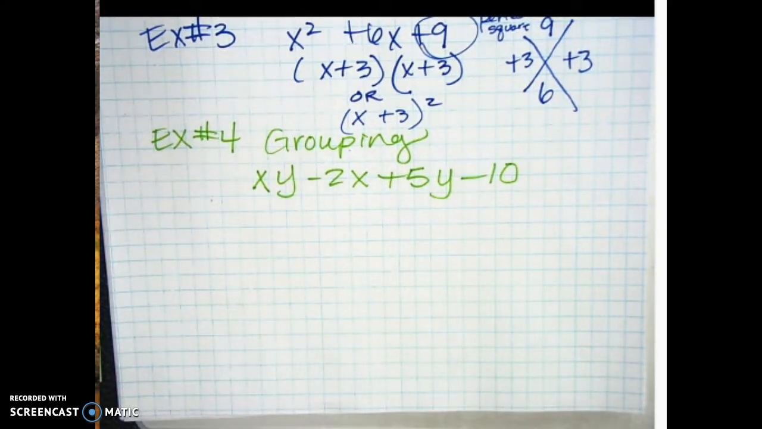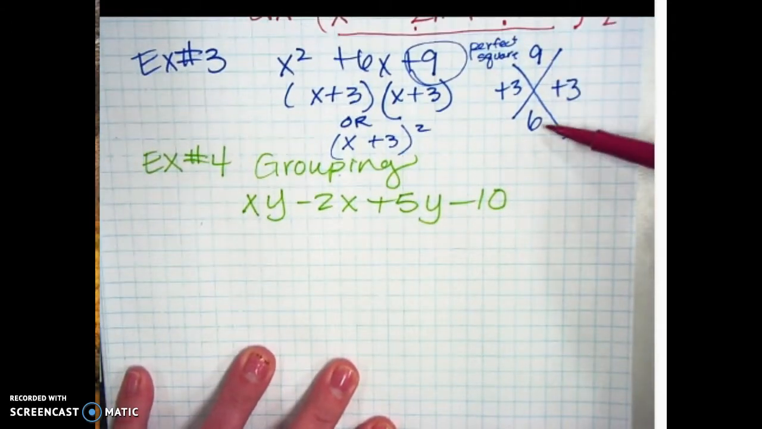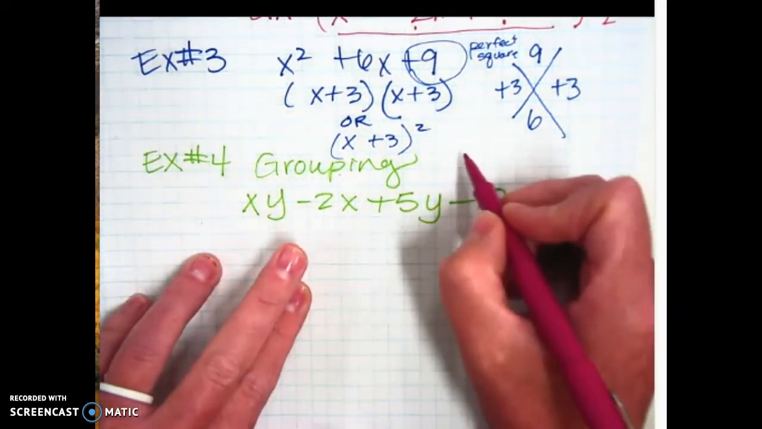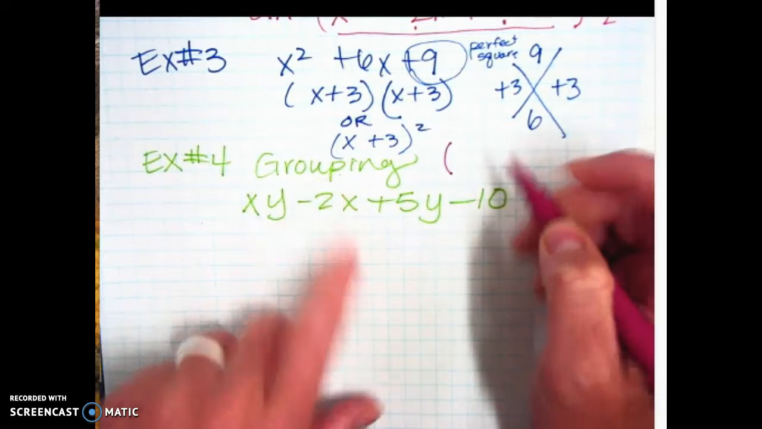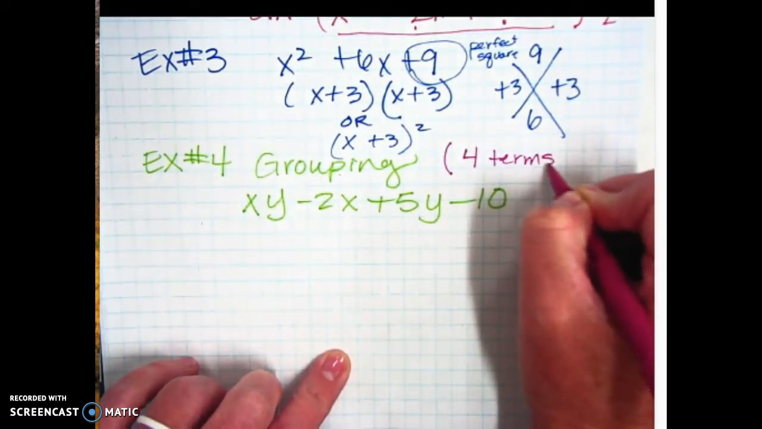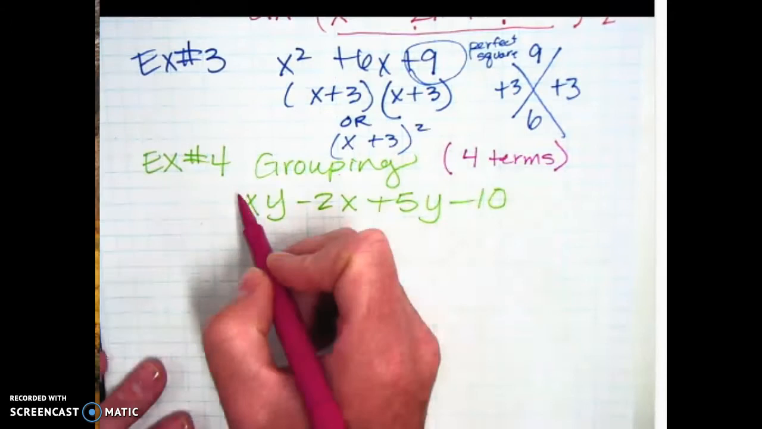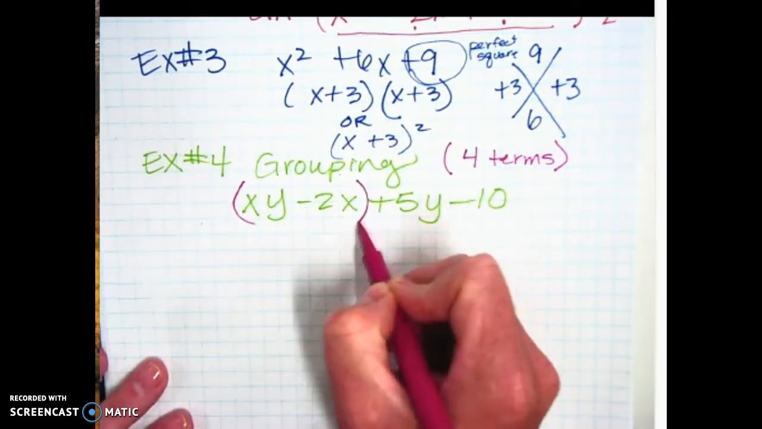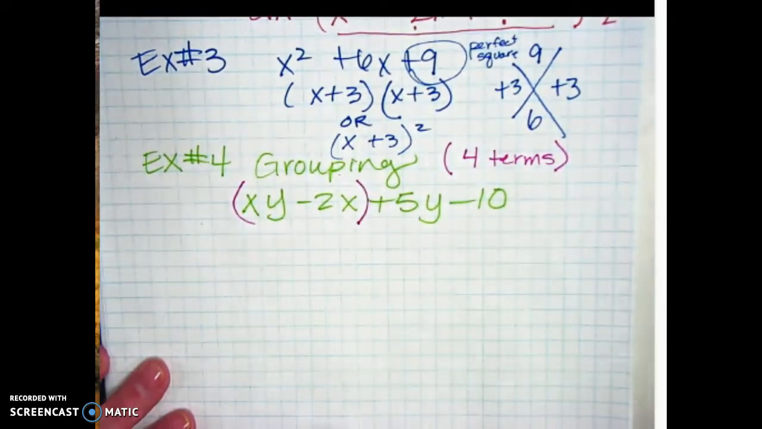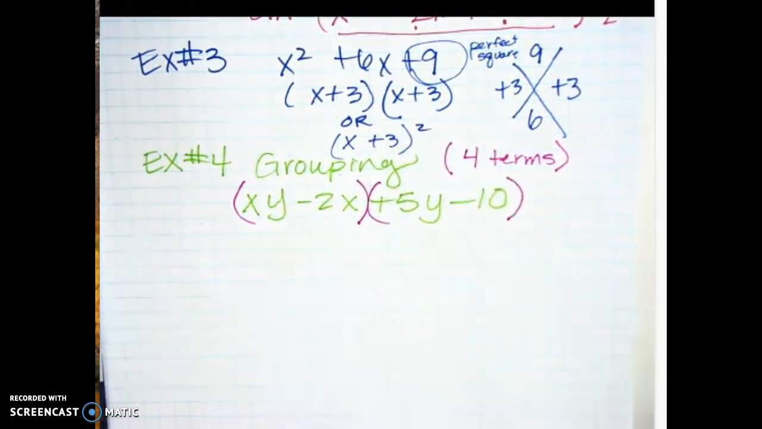Trinomials, you can usually say what multiplies to get the last term, what adds or subtracts to get the second term. So the easiest way to tell when you're going to use grouping is if there are 4 terms. Okay, so 4 terms, you're likely going to end up doing the grouping thing. So we're going to take the first 2 terms, group those 2 together, and then we're going to take the second 2 terms and group those together.